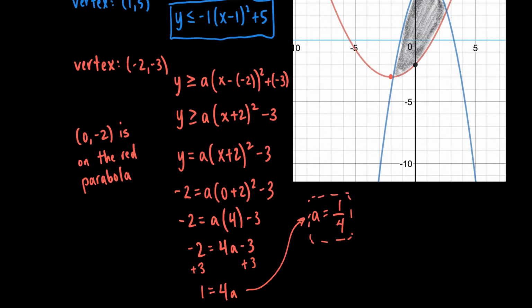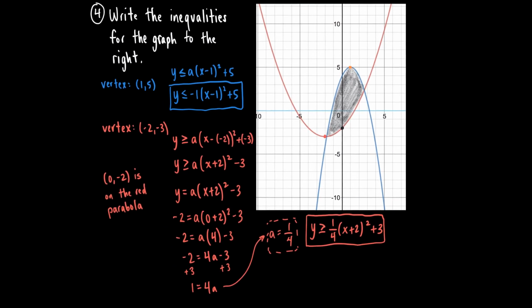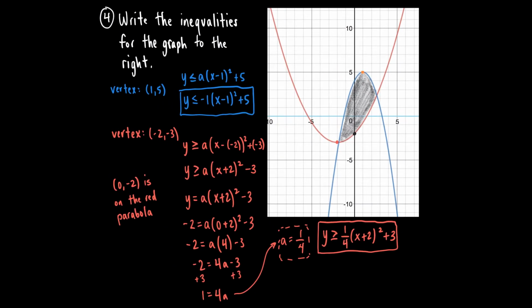So that's good. That lets us know that for our inequality, we're going to say that y is greater than or equal to a, which is 1/4, times x plus 2 squared minus 3. And so that's going to be our red parabola inequality. Okay, so those are our two answers there. Okay, let's look at one more example, kind of like this one, but it looks a little weirder.